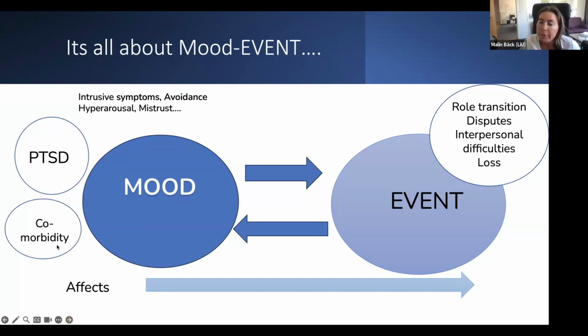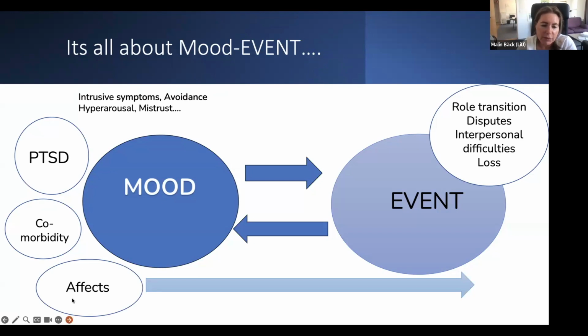And regarding comorbidity, it could be depression, it could be chronic pain, it could be, well, lots of different things. That's part of having PTSD, that you get very many different symptoms. In Sweden, it's like that anyway. I guess it could be like that in other parts of the world too. And then, of course, it's the affects or the feelings or the emotions or whatever you want to call them.